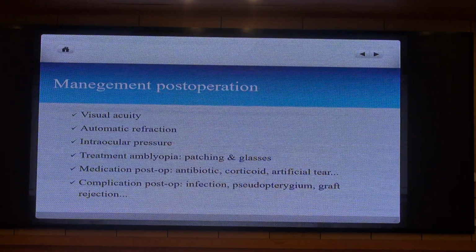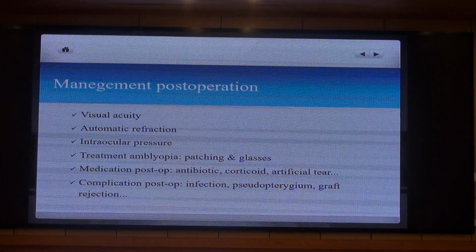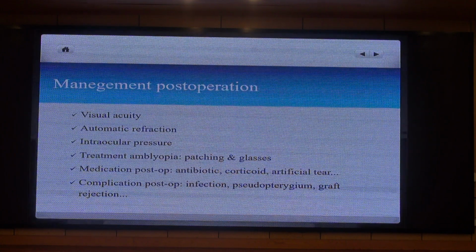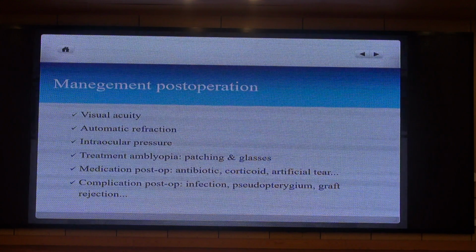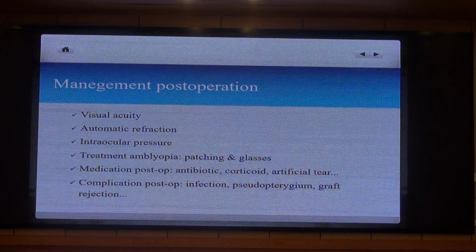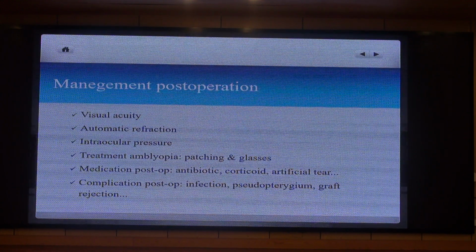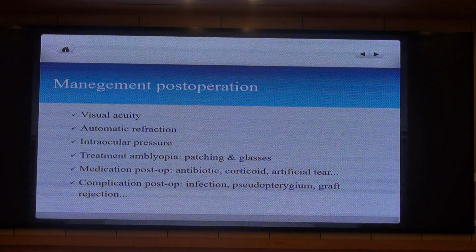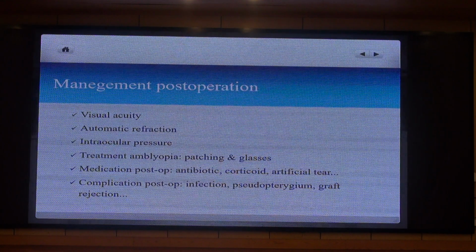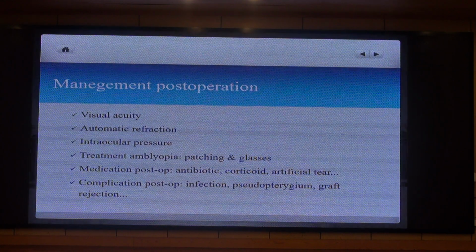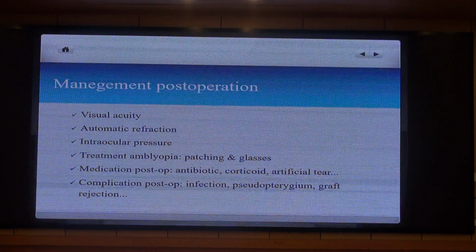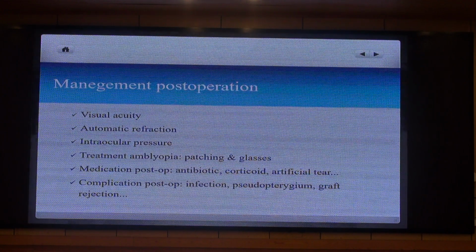Post-operative management: we have to check visual acuity, automatic refraction of the patient, intraocular pressure, and treat amblyopia if necessary, including patching and glasses. Medication post-op includes antibiotic, corticoid, artificial tear. We have to follow up complications post-op like infection, recurrence, graft rejection, etc.